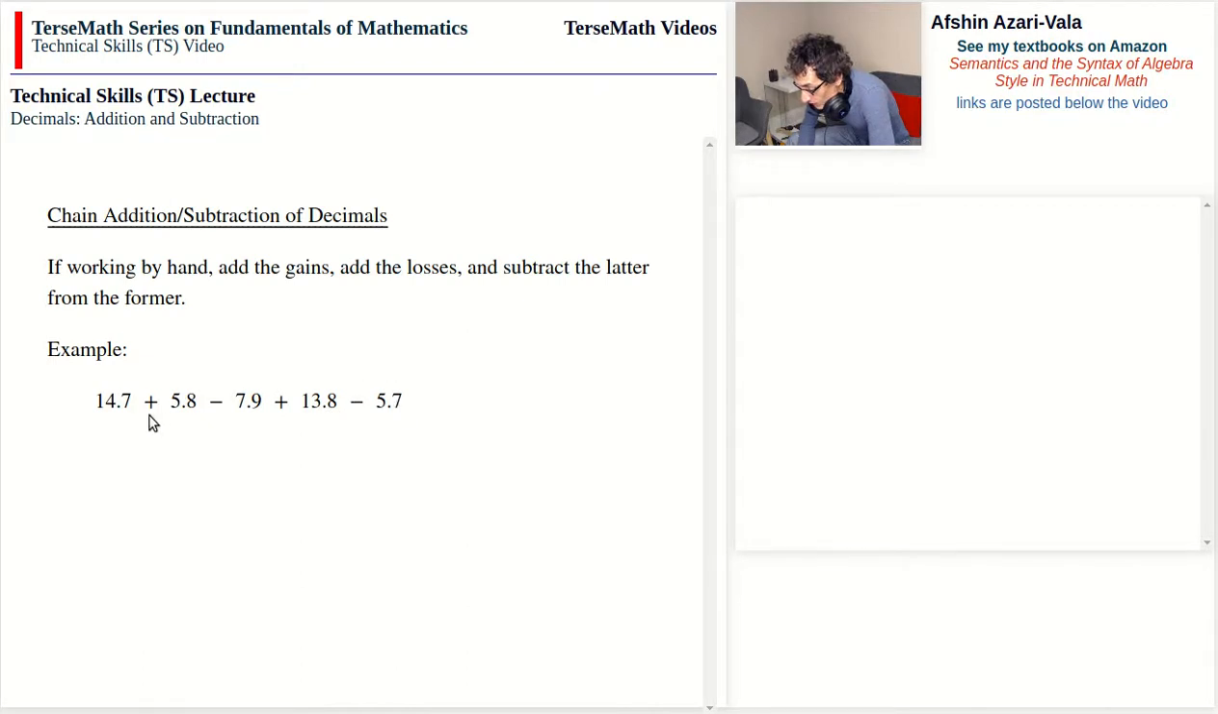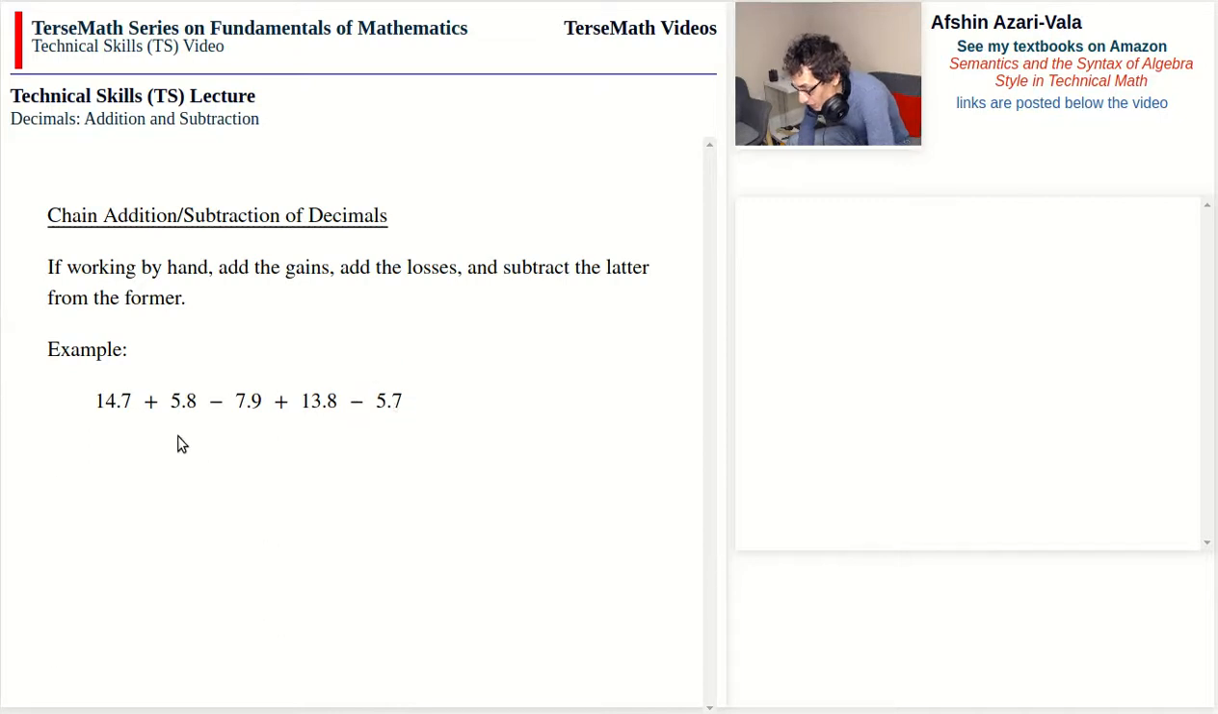You can think of additions as gains and subtractions as losses. And sometimes people call additions sources, and subtractions, they're called sinks. Alright, so here we have a gain of 5.8 followed by a loss of 7.9, followed by a gain of 13.8, followed by a loss of 5.7.